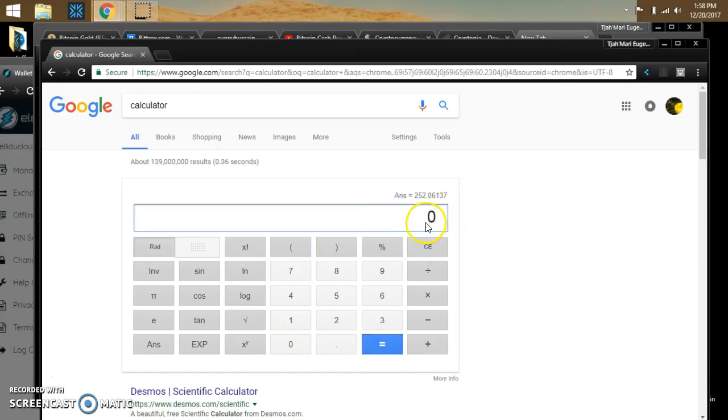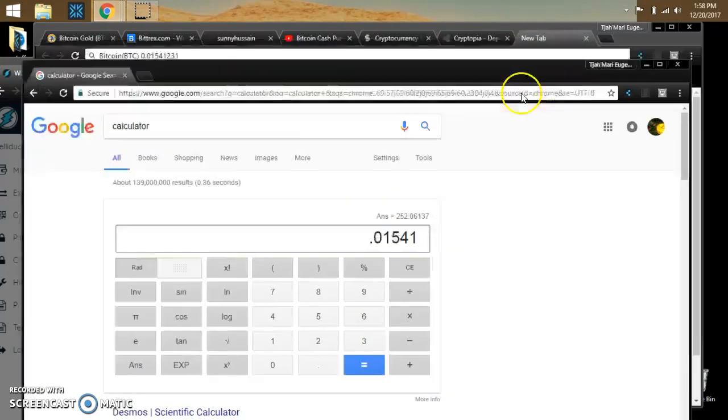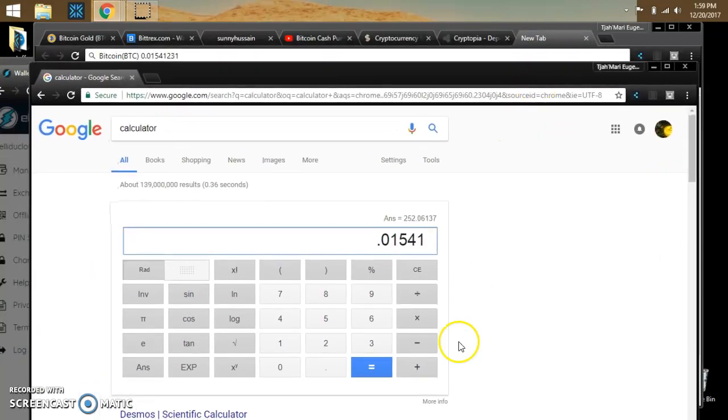Let's clear that out. All right. 0.01541, I believe it was. Let me check to be sure. Yeah, 1541. Okay, good. And let's times that by 25,000. And when we do that, it's 385. So Bitcoin has to go up almost $10,000, and I would make a whole whopping $132.